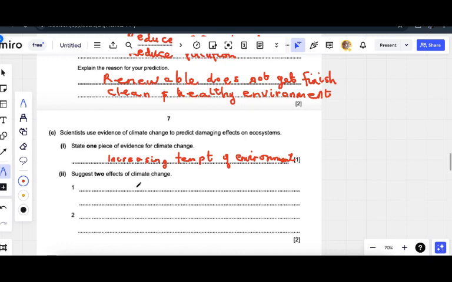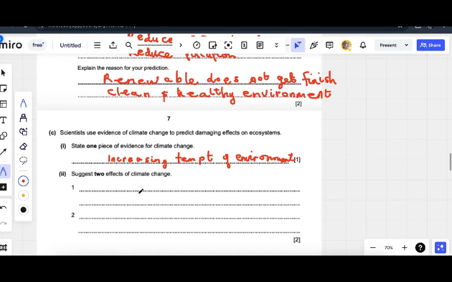Suggest two effects of climate change. Two effects. What does it cause? Climate change can cause what? What does it cause? Suggest two effects of climate change. What does it cause? We talked about them a lot last time, right? What are the things it can cause?